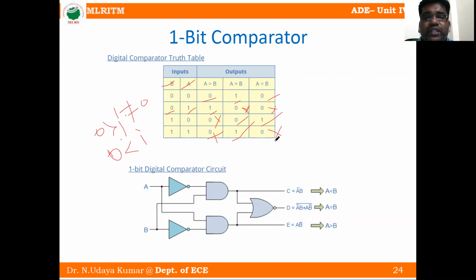Now we will implement the combinational logic circuits using this. First, we will find the expression for A greater than B, A is equal to B, and A less than B. Now you can observe there are two variables, A and B, which means we require a four-square, two variable K map. First we will find A greater than B.